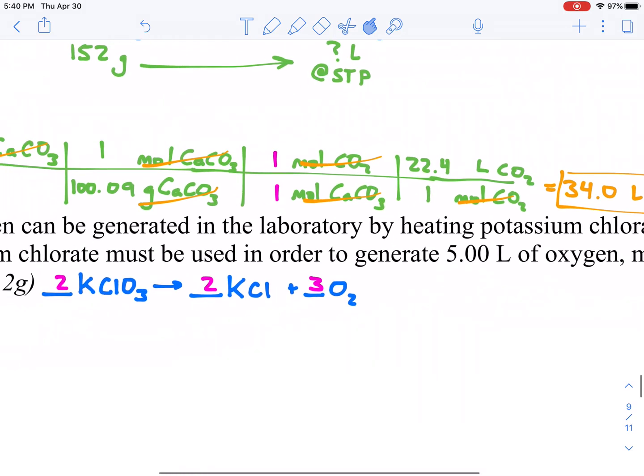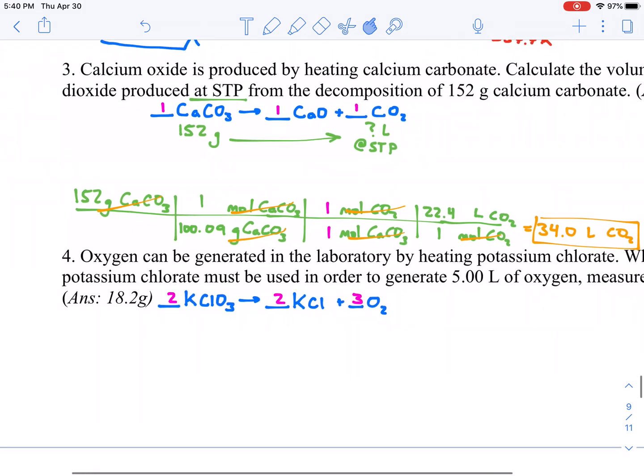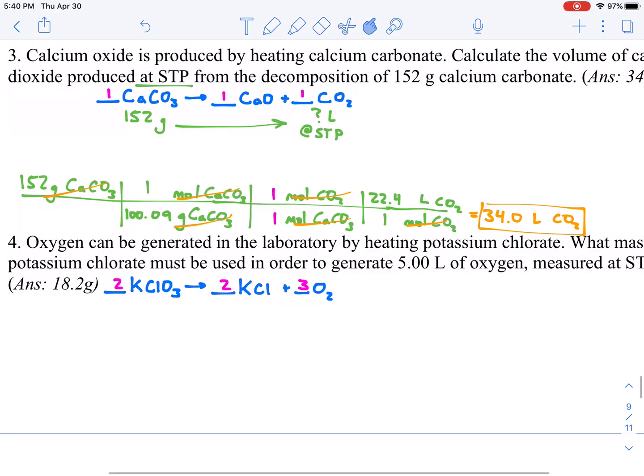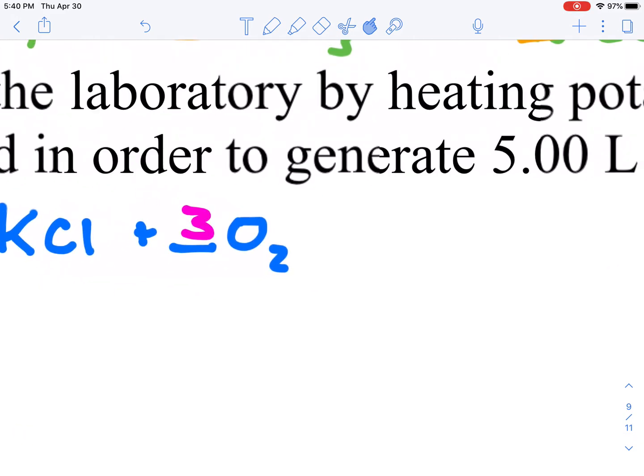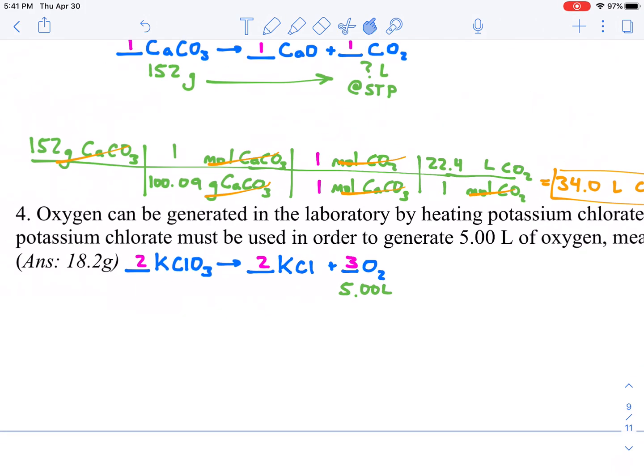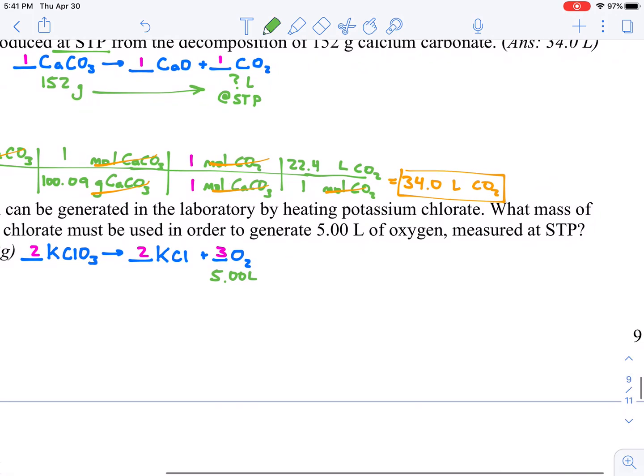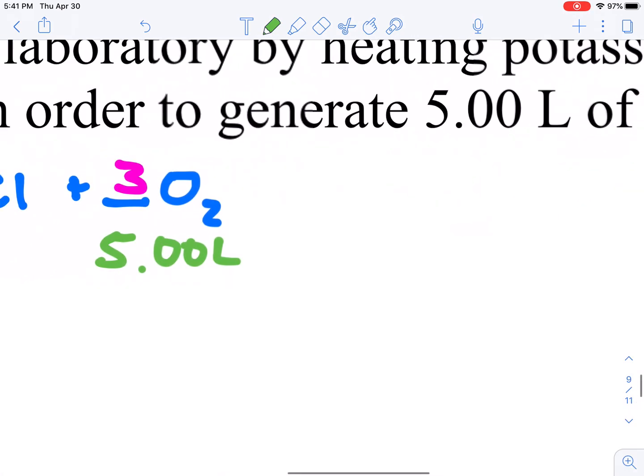All right, let's try one more. In number 4, we're looking at oxygen gas. We're trying to generate 5.00 liters of oxygen gas. You'll notice that we're measuring that at STP, so that's important. This at STP is taking place for oxygen gas. That's useful for our 22.4 liters.